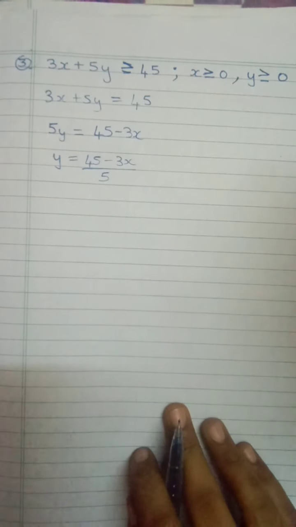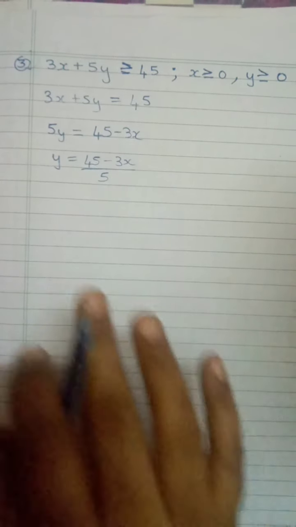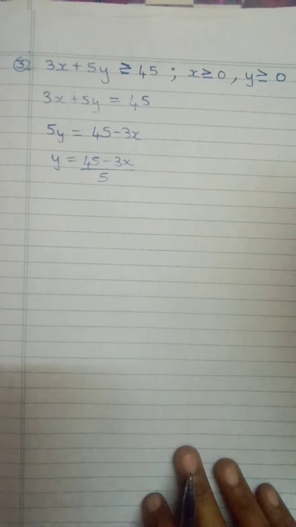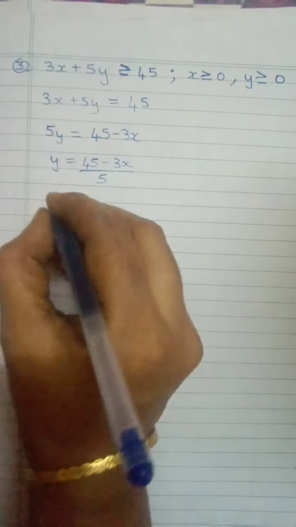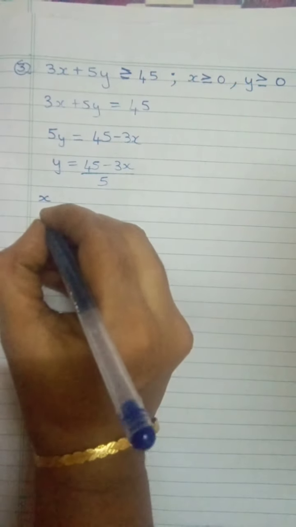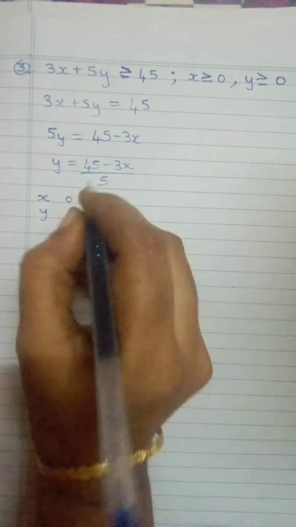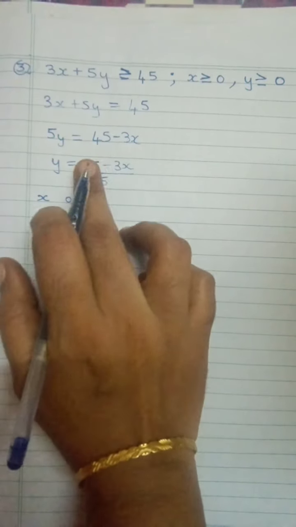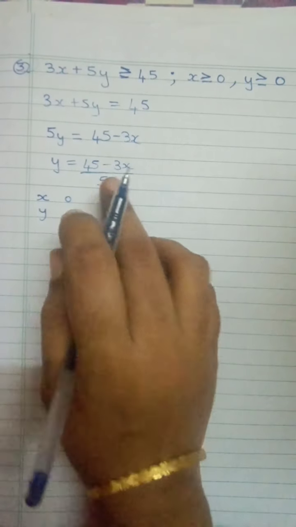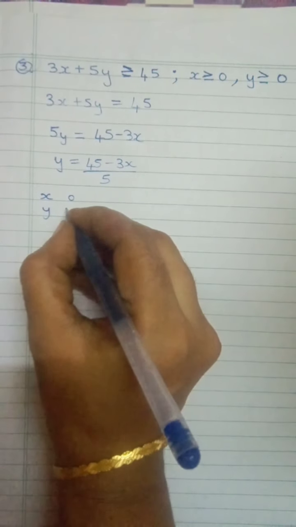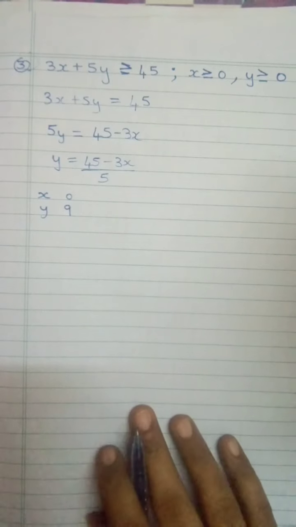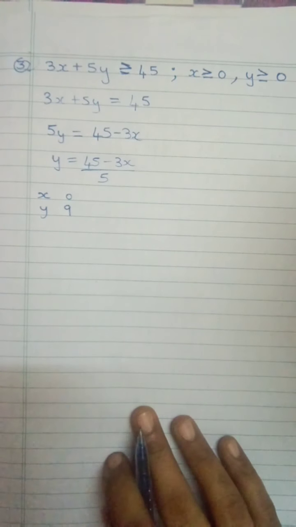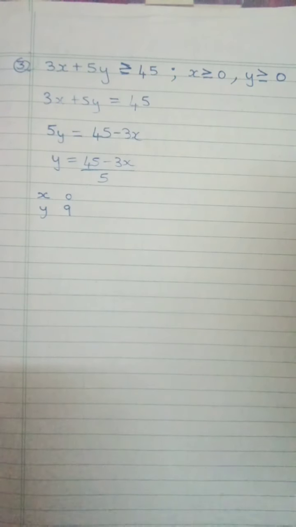Now let me put various values for x and find out what is the answer for y. Let me first put x is equal to 0. When x is equal to 0, 3 into 0, 0. We will have 45 by 9. 45 by 9 means 5 9s, sir. So the y value is 9, x value is 0.